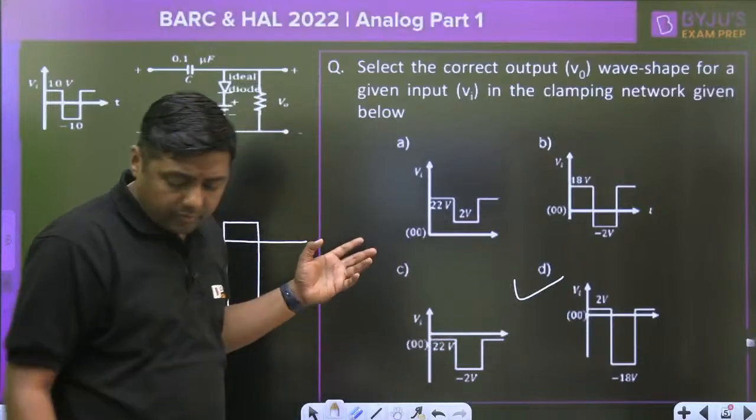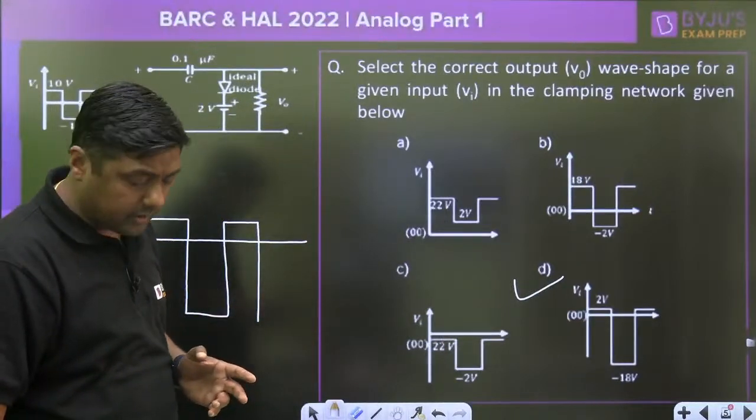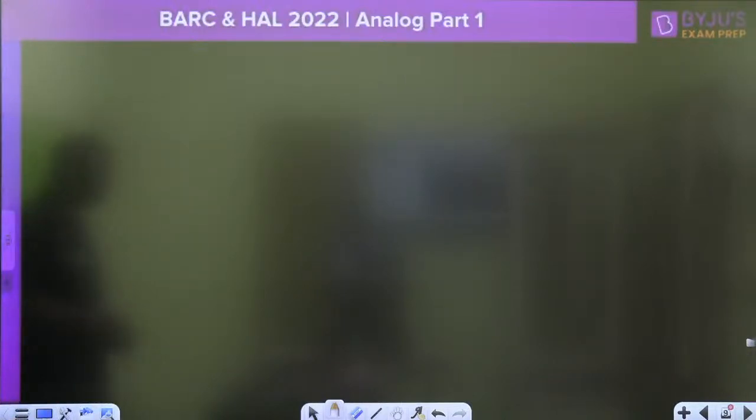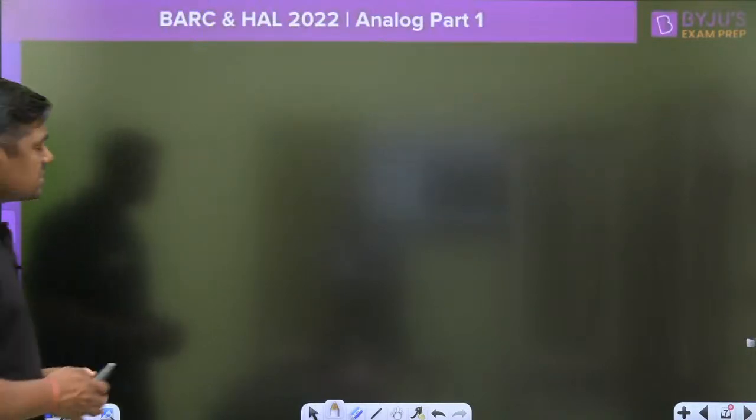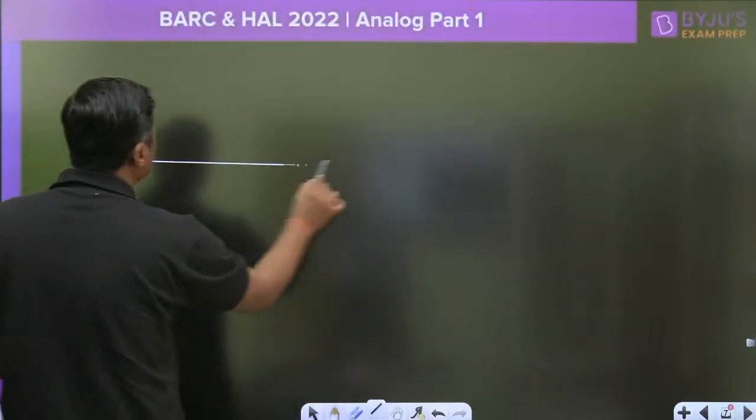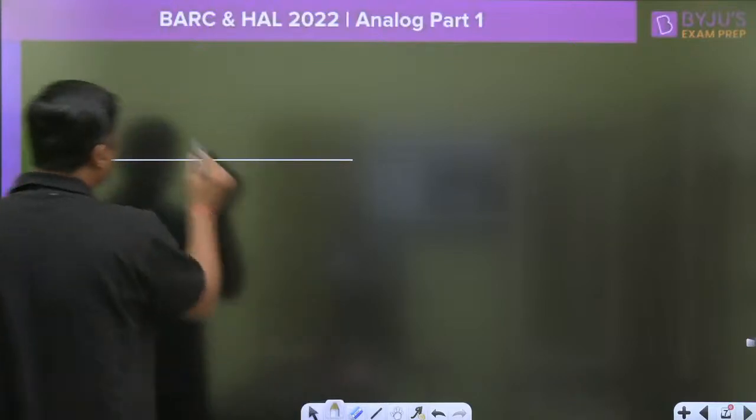So this is a very, very simple diagram. That is the clamper circuit. Now the second question, please give me the answer. Simply I am changing the diagram. What is the name of this clamper, everyone?